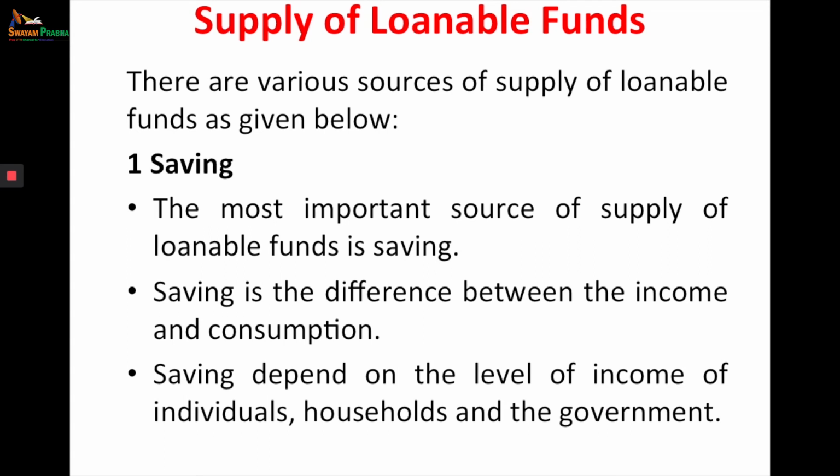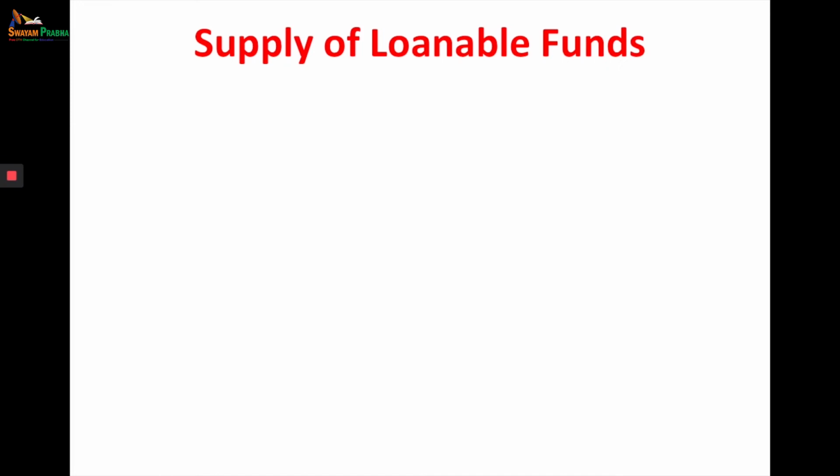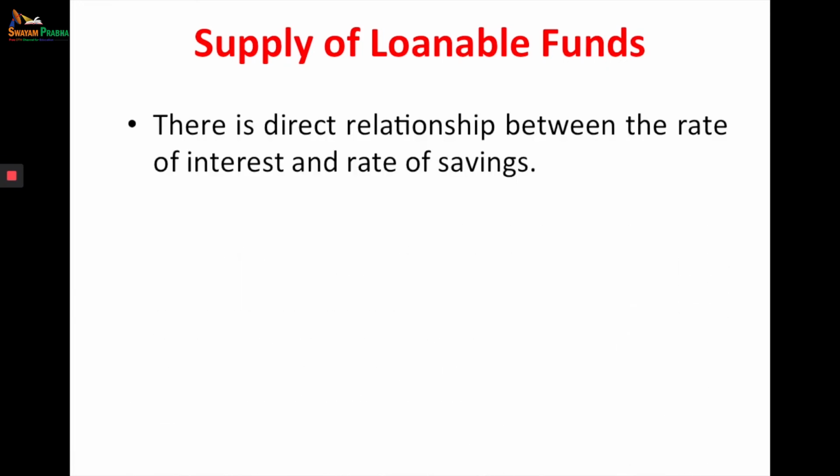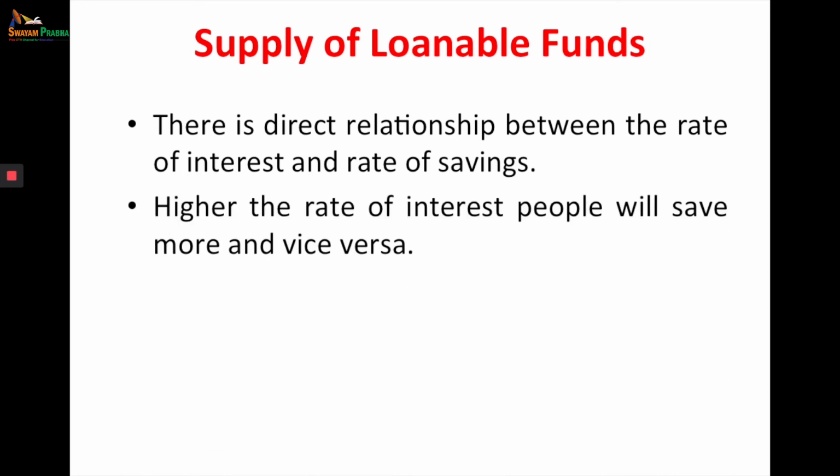Saving depends upon the level of income. Higher the income level, higher will be the saving, and lower the income, lower will be the saving. Whether the household, firm, industry, government or any entity, there is a direct relationship between rate of interest and saving. Higher the rate of interest, higher will be the saving, and vice versa.